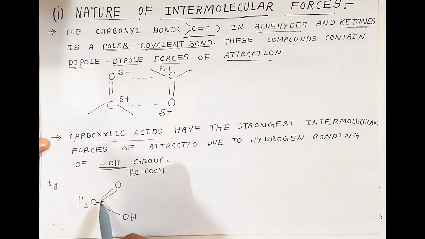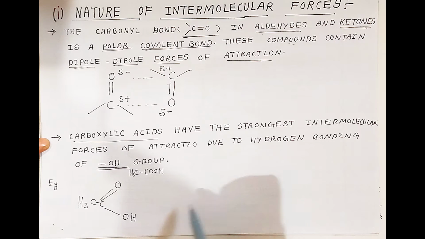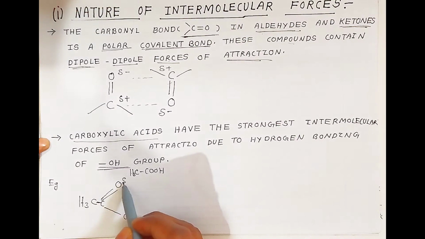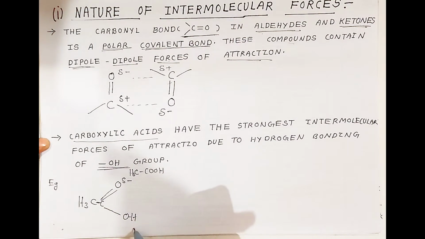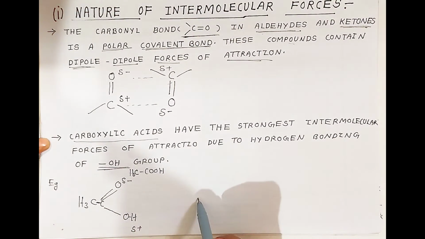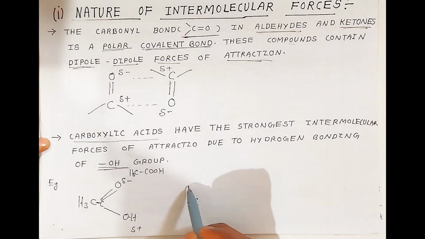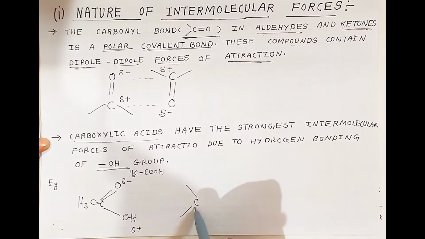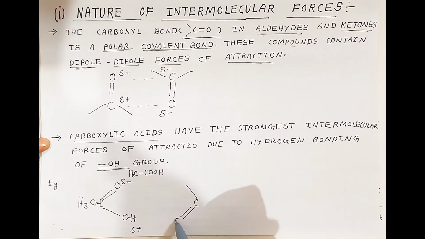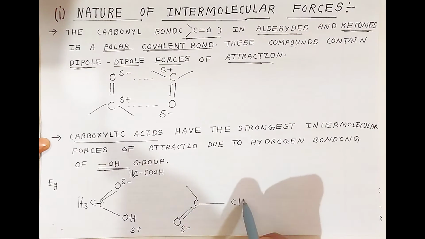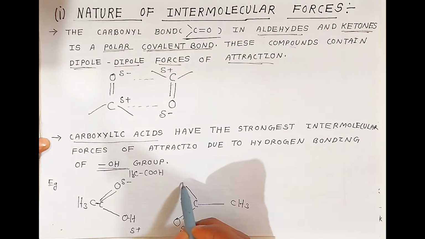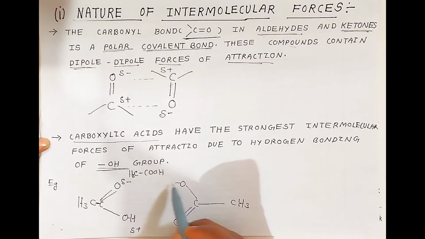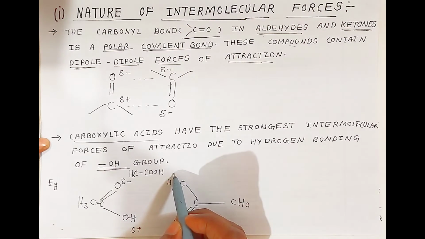This is the one acetic acid structure I have shown you, students. Carbon is tetravalent. Now students, in another molecule, here the oxygen will carry a delta negative charge and the hydrogen of this hydroxyl will be delta positive. Now when you see the second molecule of acetic acid, here I am showing the oxygen will be delta negative charge, and here the hydrogen of this hydroxyl will be delta positive.